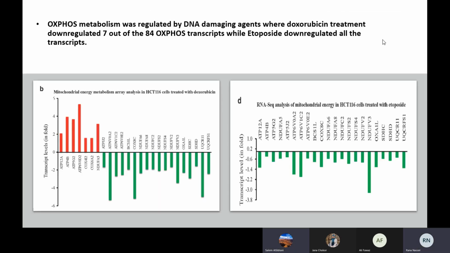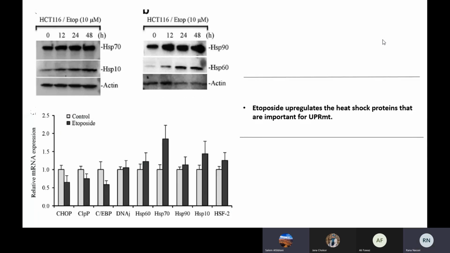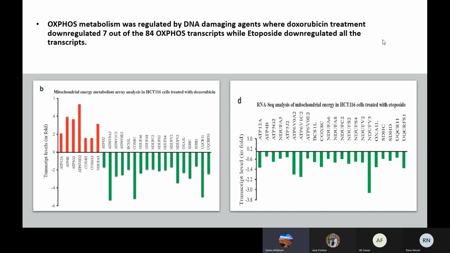This experiment tests the effect of etoposide on heat shock proteins that are important for mitochondrial UPR. The results show that HSP levels were elevated upon the treatment with etoposide, as shown in the diagram. So etoposide upregulates HSP that are essential for mitochondrial UPR. This experiment shows the transcription levels of mitochondrial content upon treatment with either doxorubicin or etoposide, in which doxorubicin downregulated all OXPHOS transcripts except 7 of them, while etoposide downregulated all of them, and that's the major difference between both agents on OXPHOS metabolism.